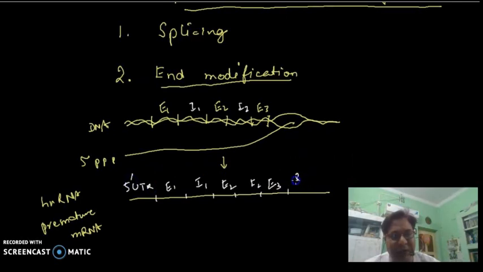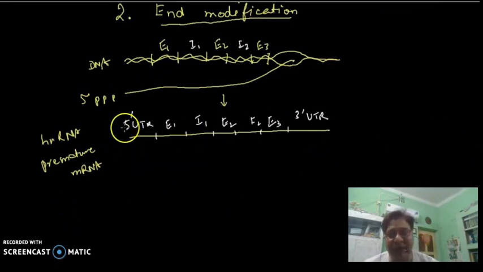upstream and 3' untranslated region on the downstream also. So this RNA is called the heterogeneous nuclear RNA. As soon as this RNA is being formed, the 5' end is already modified. As soon as it is formed, the 5' end gets a G over here, and that guanine residue is methylated at its 7th position. So this is called 5' capping in brief.